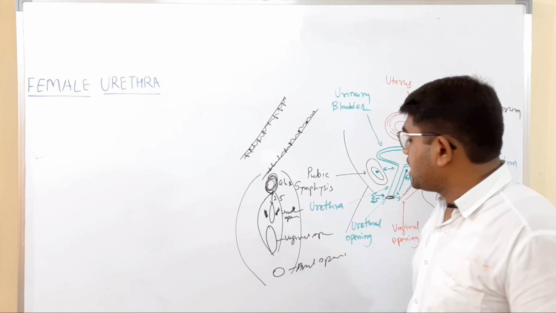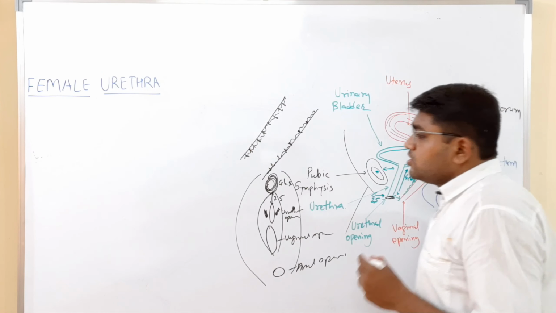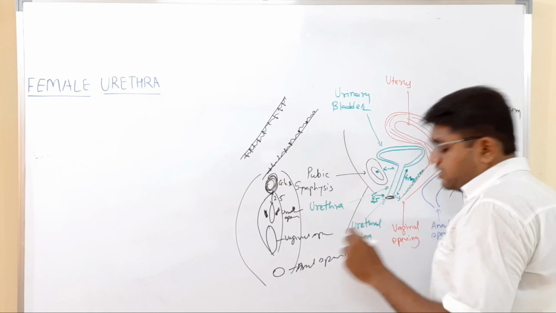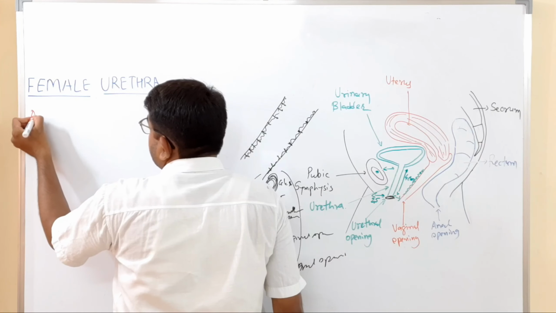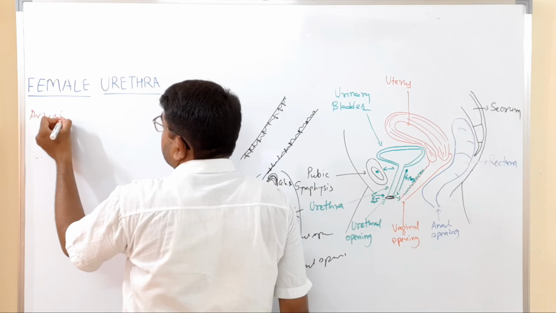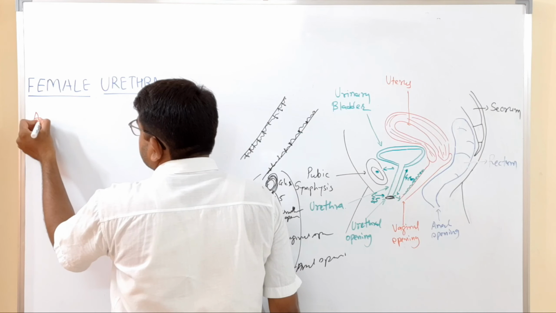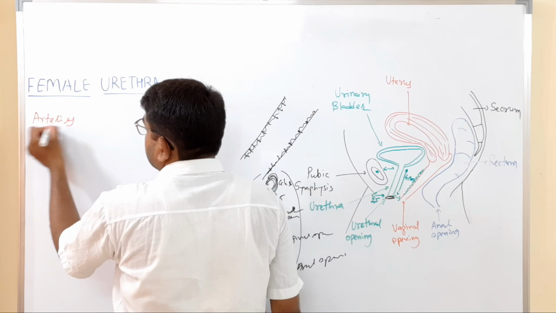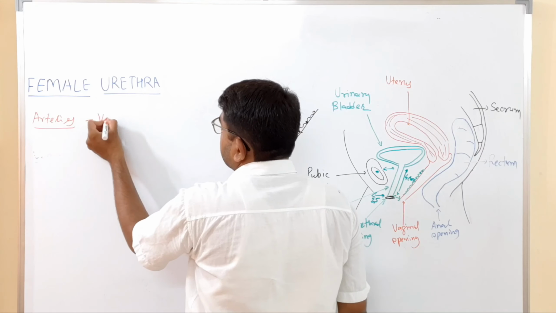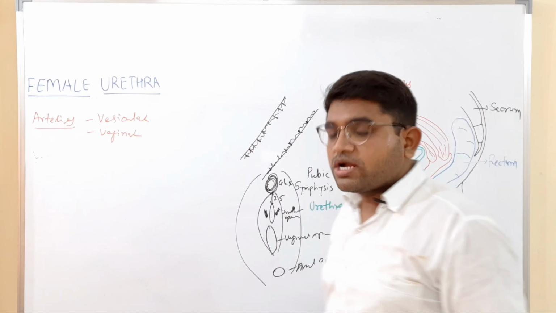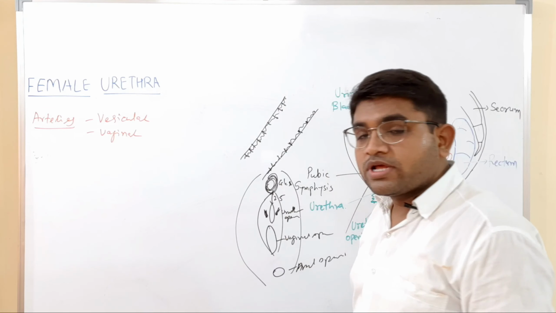Then the arteries of the urethra. Which arteries are supplying this urethral area? There are the vesicular artery and the vaginal arteries. Okay, these two arteries are supplying the urethra.